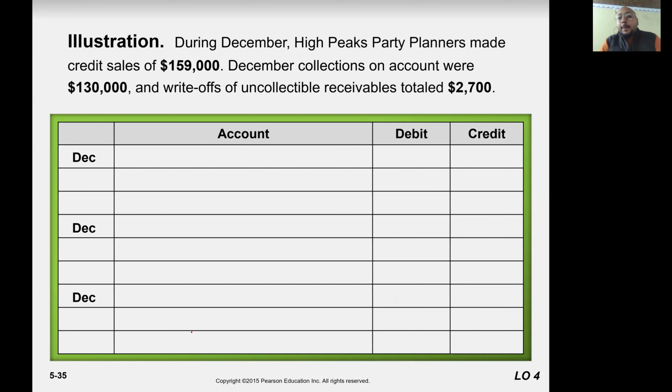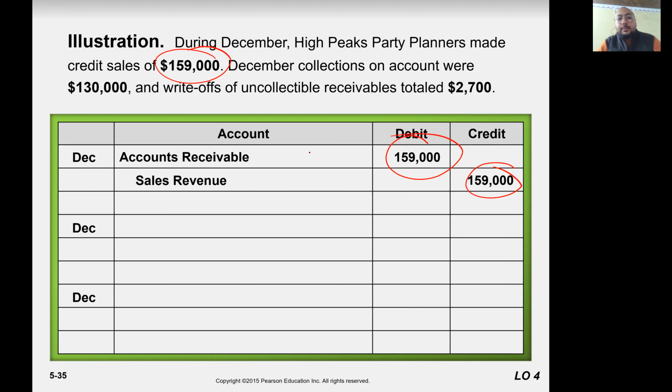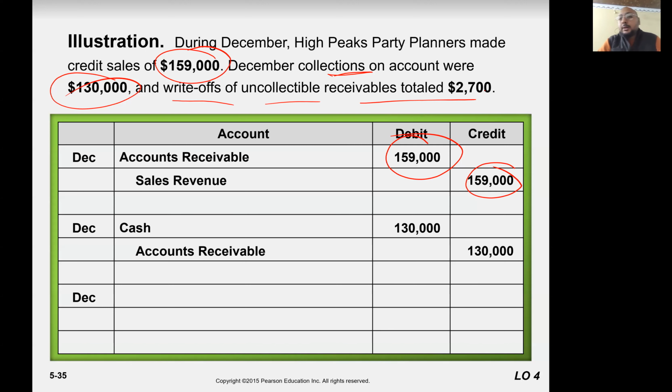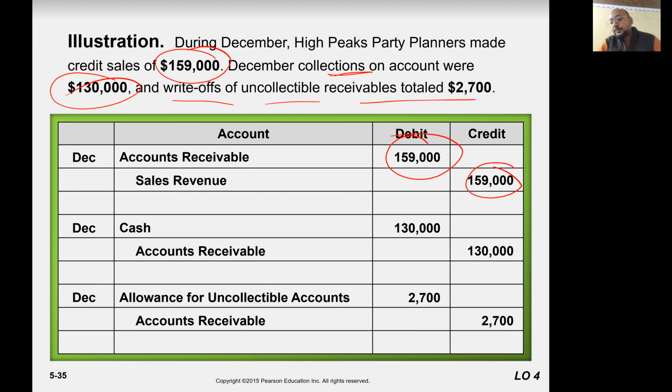So number one, during December, the credit sales are 159,000, so what is the entry? Accounts receivable to sales, 159,000. And then they collected 130,000. So cash to accounts receivable, simple, right? And now writing off uncollectible, total 2,700. What is the entry for writing off? Allowance to accounts receivable.